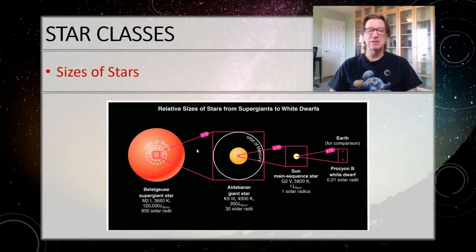Just to give you some idea of the sizes here, this is Earth, right here, that's the dot the size of Earth, and that's the sun. You see that the sun is huge compared to the Earth. But a giant star like Aldebaran here is much bigger than the sun. And a supergiant like Betelgeuse that we've been talking about is much, much larger than the sun. Here they're showing you the orbit of Mars. Remember I told you that Earth, Venus, Mercury, and Mars would all be inside the star. That's how huge these things are.